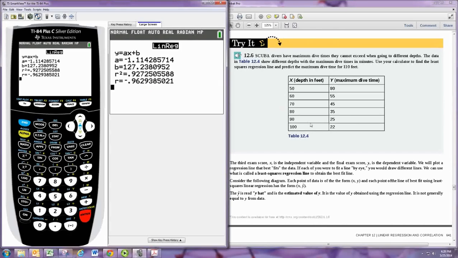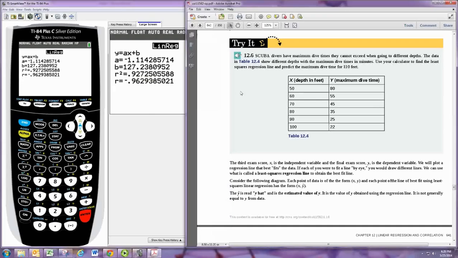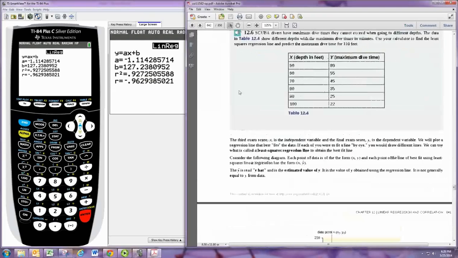In this problem, the y-intercept is the maximum dive time for a depth of 0 feet. So a lot of times the y-intercept doesn't make a whole lot of sense because you've gone outside the values. If your depth is 0 feet underwater, it seems like you should be able to dive forever, right? Here it would say that if your depth was 0 feet, your maximum dive time is about 127 minutes. It's not telling me the units of this.